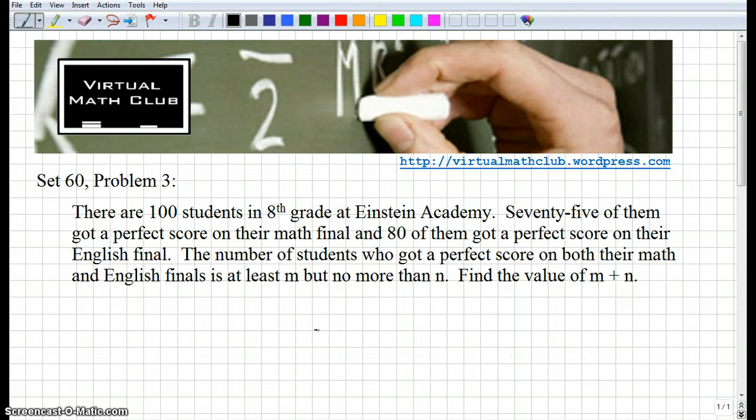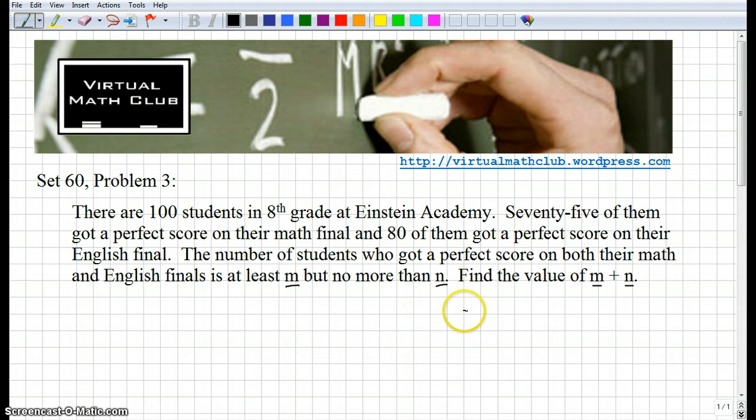There are 100 students in 8th grade at Einstein Academy. 75 of them got a perfect score on their math final, and 80 of them got a perfect score on their English final. The number of students who got a perfect score on both their math and English finals is at least m, but no more than n. And we're supposed to find the sum of m and n.